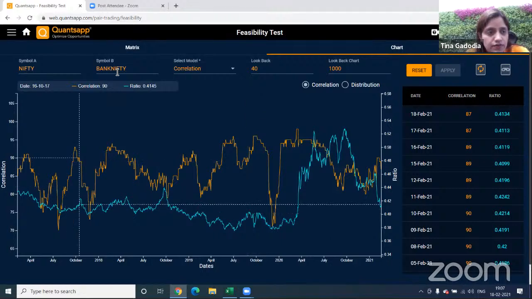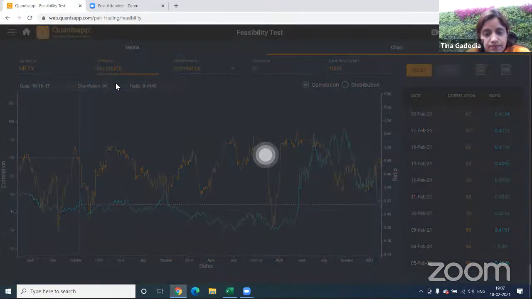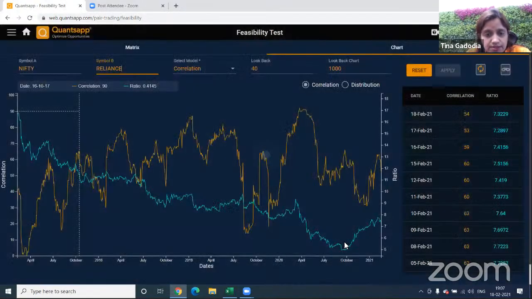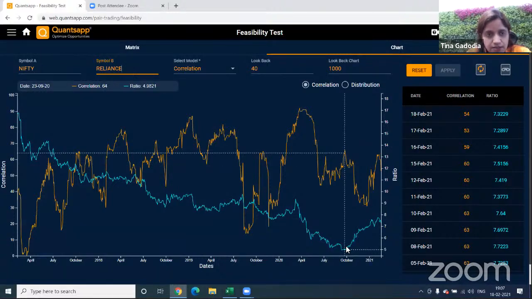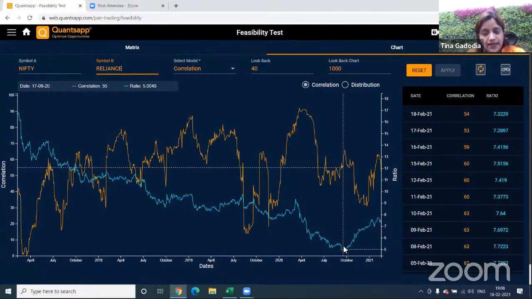You can then do this with any other symbol also. So if I have to do this, it was like a Nifty to Reliance ratio. We saw how till September it was Reliance which was dominating, and after September Reliance became sideways and the Nifty continued going upward. Now this ratio moved from 5.21 to 7.64, the blue line.